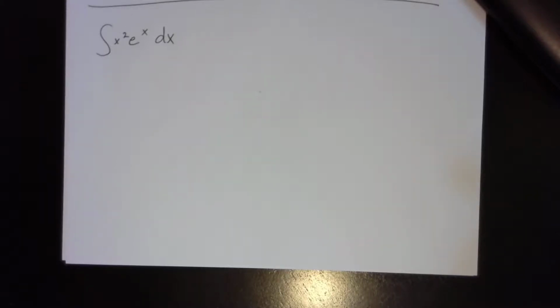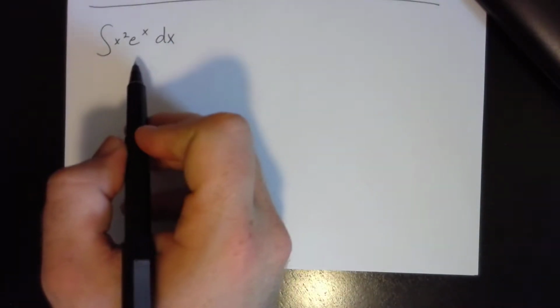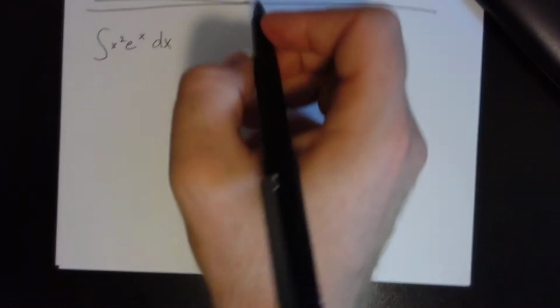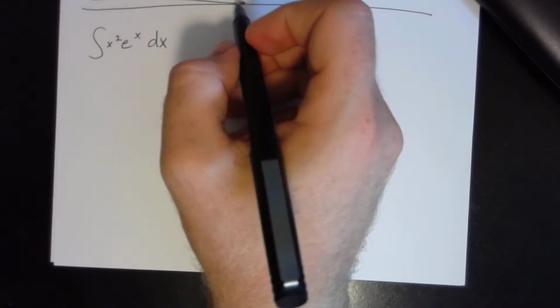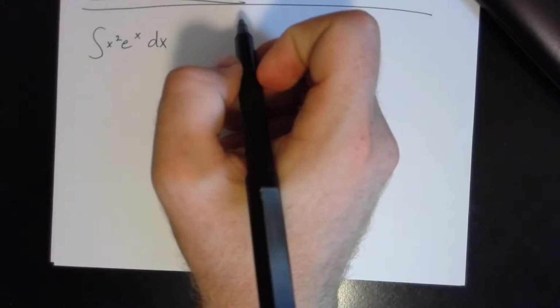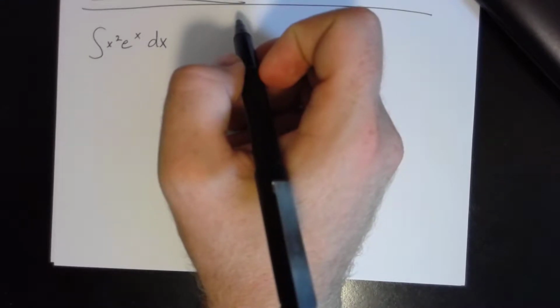7.2 video 4, for example number 3. This one looks very similar to the first example that we covered. Again, it's going to have the exact same kind of setup. Now in the previous example we used algebraic as our u and our dv as exponential or trigonometric.